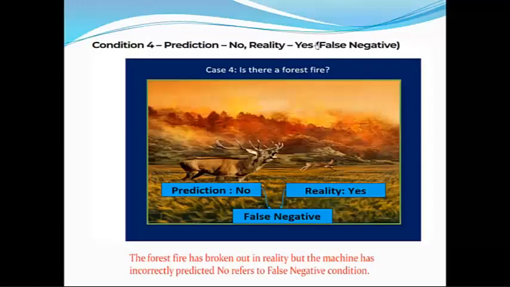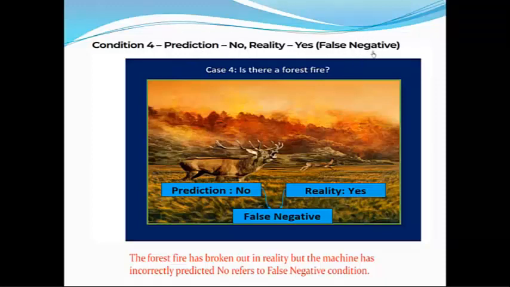Condition number 4. Now, when the prediction is no, reality is yes. The device is predicting that there will be no forest fire, but in real scenario, there is a forest fire. So when prediction is no, blindly we will write here negative, as I have told you. And when the prediction and the reality, both answers are not same, here it will be false. And when the prediction is no, for that reason here negative will come.